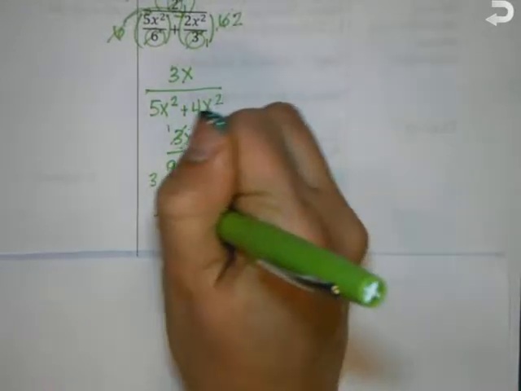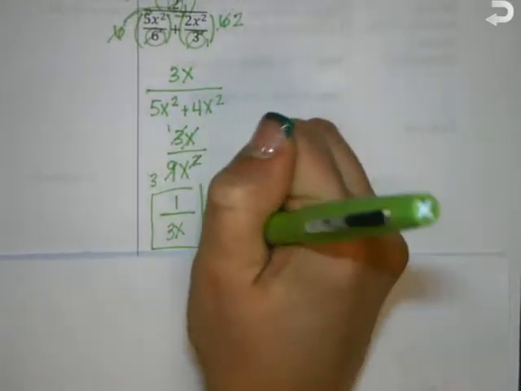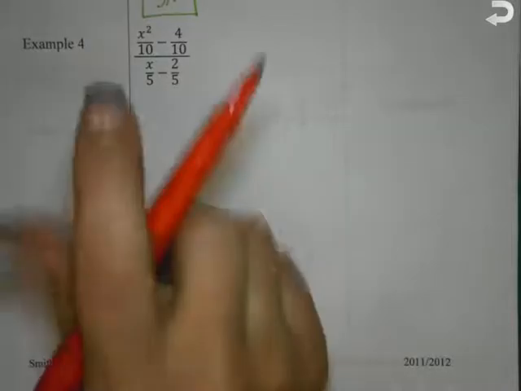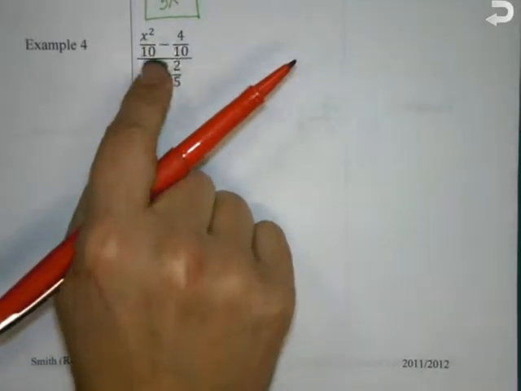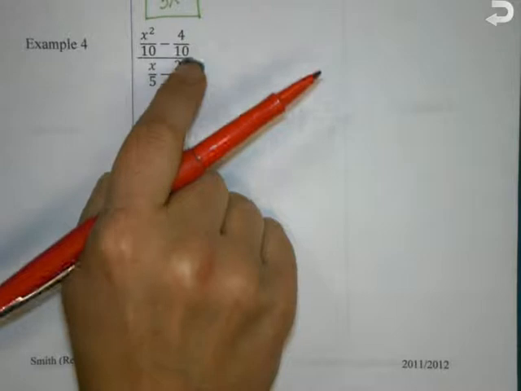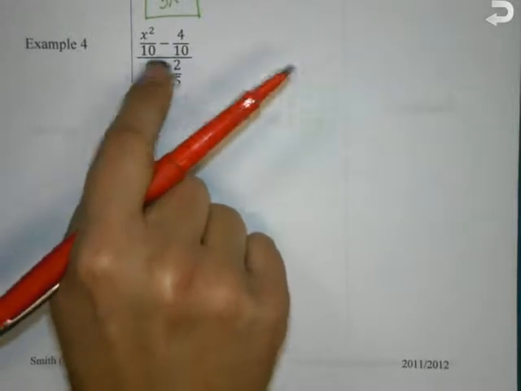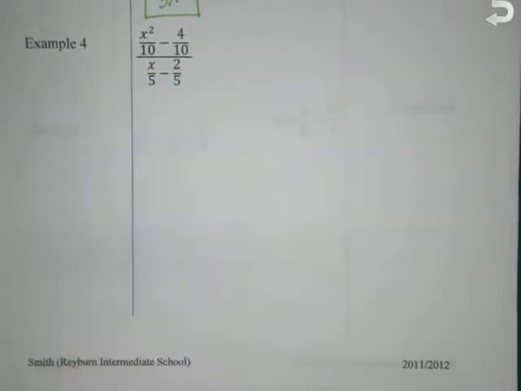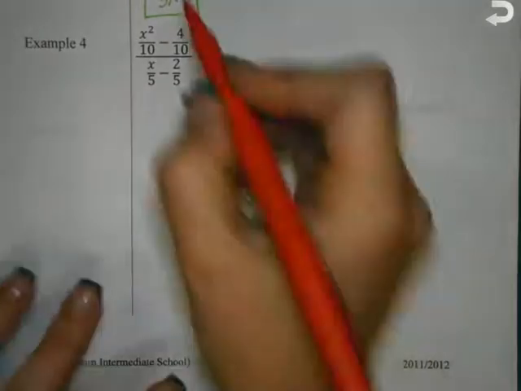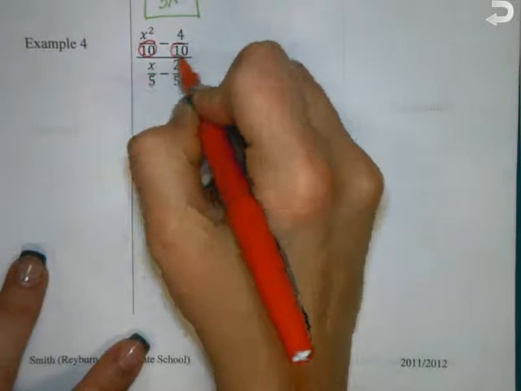Example 4. x squared over 10 minus 4 over 10 all over x over 5 minus 2 over 5. Think to yourself, what is the LCD? Alright, looking at all of my denominators here, what is the LCD? Good, 10. So let's multiply everything by 10.